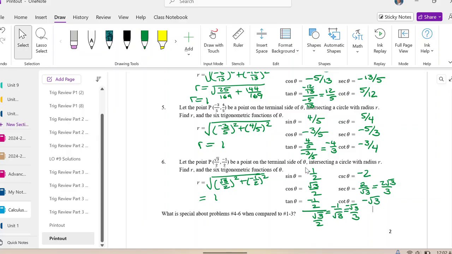What is special about problems number 4 through 6? The radius is equal to 1, so you would use the unit circle definition, compared to number 1 through 3 where you use the general definition.